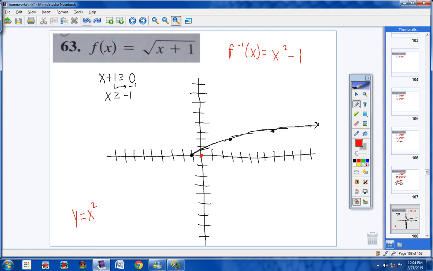So I'm going to shift this graph up 1 unit. So it's here, and then here, and then here, here, and then here. So here's my graph of my inverse function. Now, is that a function, students? No, it is not, okay?